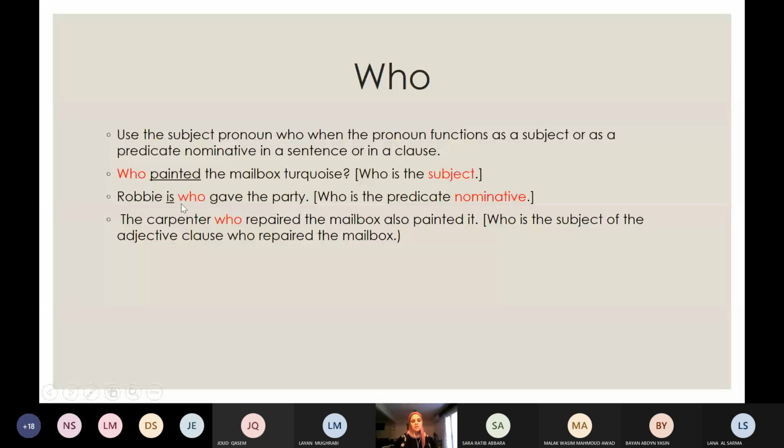Ruby is he gave the party? No. If I eliminate Ruby is, it will be he gave the party. The carpenter, okay, leave it. So we talk about the dependent clause. He repaired the mailbox. So this is who.